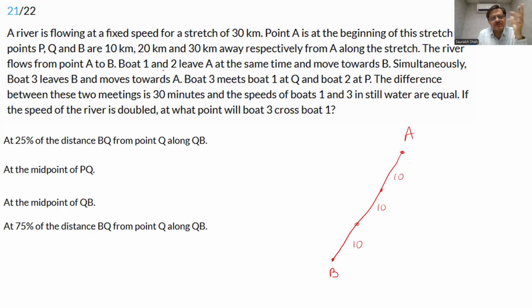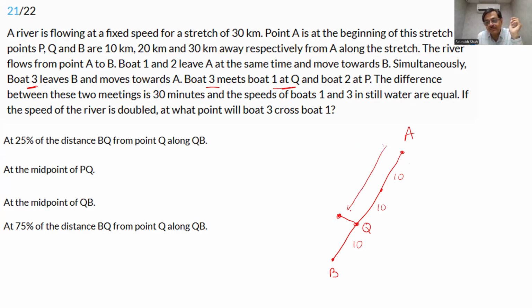Boat 1 and 2 leave, forget 2. Boat 1 leaves towards B simultaneously. Boat 3 also leaves B. So boat 1 and boat 3 are leaving simultaneously. Boat 3 meets boat 1 at Q. This is the point Q. So this is where the boats meet.